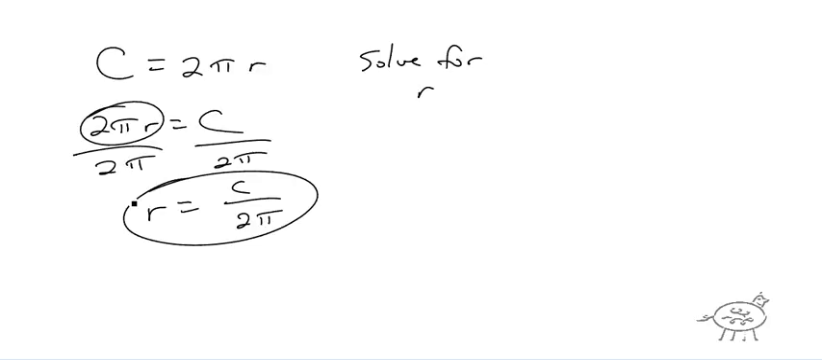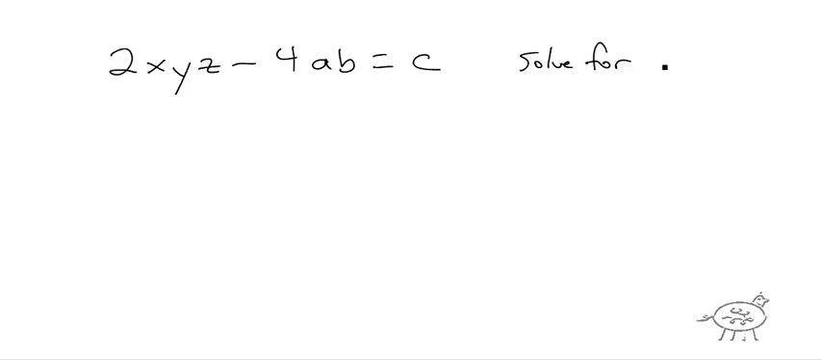Let's see, what else can we do here? We'll do one more. I'm just going to make this up. All right, 2xyz minus 4ab equals c. Okay, and I want to solve for x. Okay, it looks complicated, right? It's got x, y, z, a, b, c.